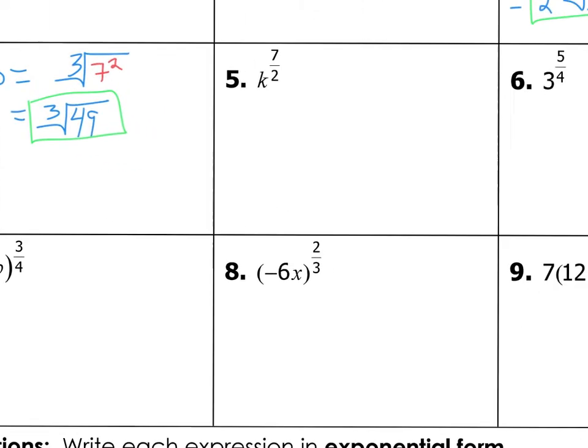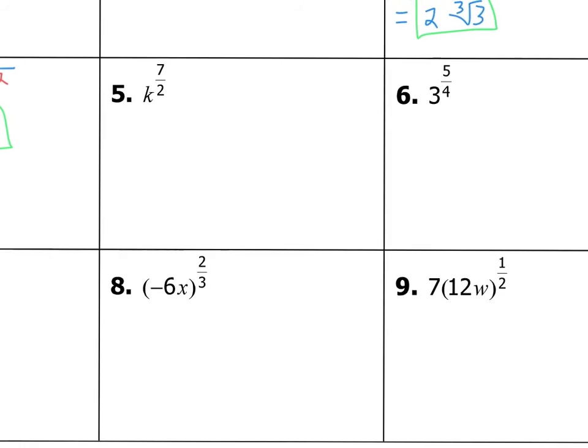Then I'm going to do number 5, and I'll give you a couple to do on your own. So for number 5, you're going to convert that into radical form and then simplify it. So maybe I'll let you try that one on your own first. So pause the video, try that, see how you do, and then come back and look at the answers.